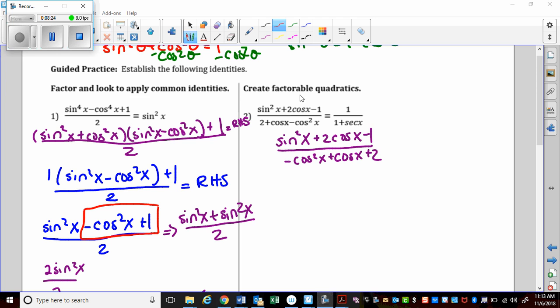So all I did is, I know I'm going to start with the left-hand side, and I rewrote the denominator because I know I'm going to have to factor it. It says create a factorable quadratic.